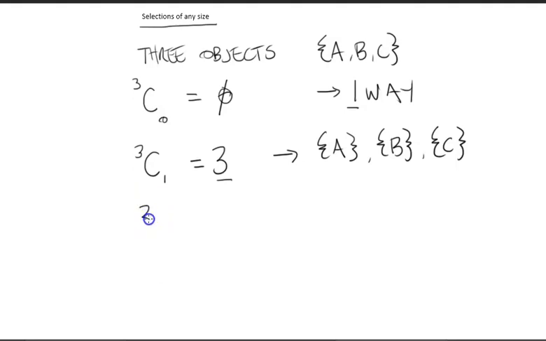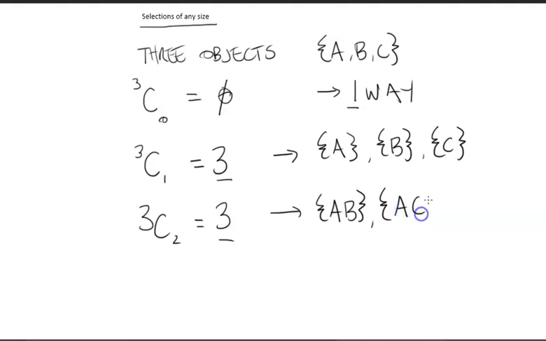Now we're going to look at all the possibilities where there are 2 different selections. In this case, this is coincidentally again equal to 3. So the different possibilities that we can have here is we can choose AB as a clump, we can choose AC as a clump, or we can choose BC.